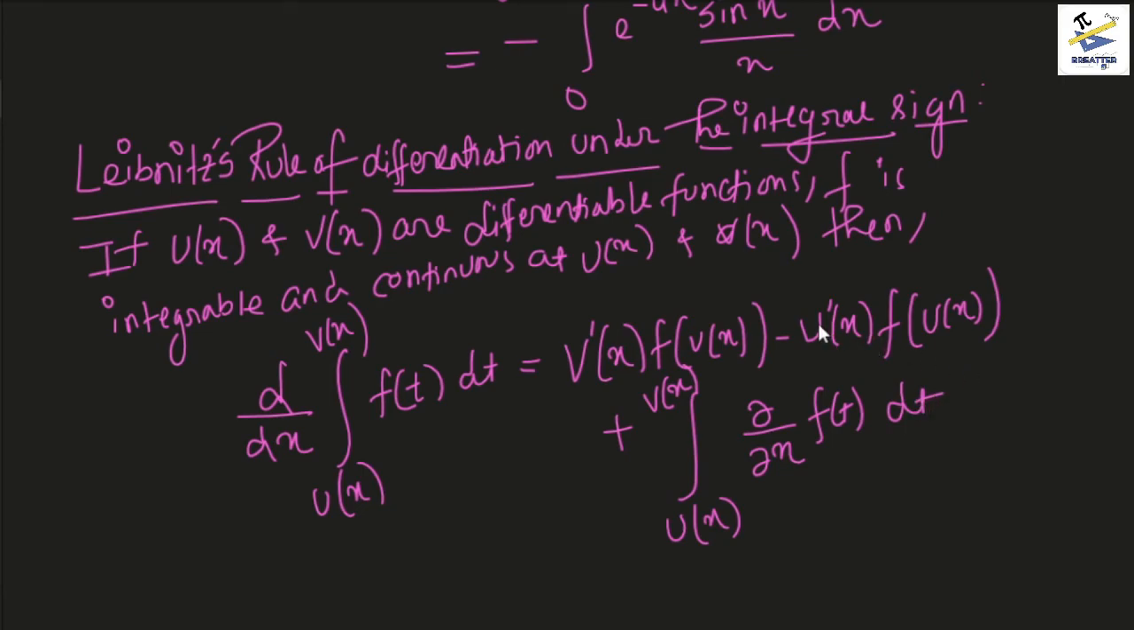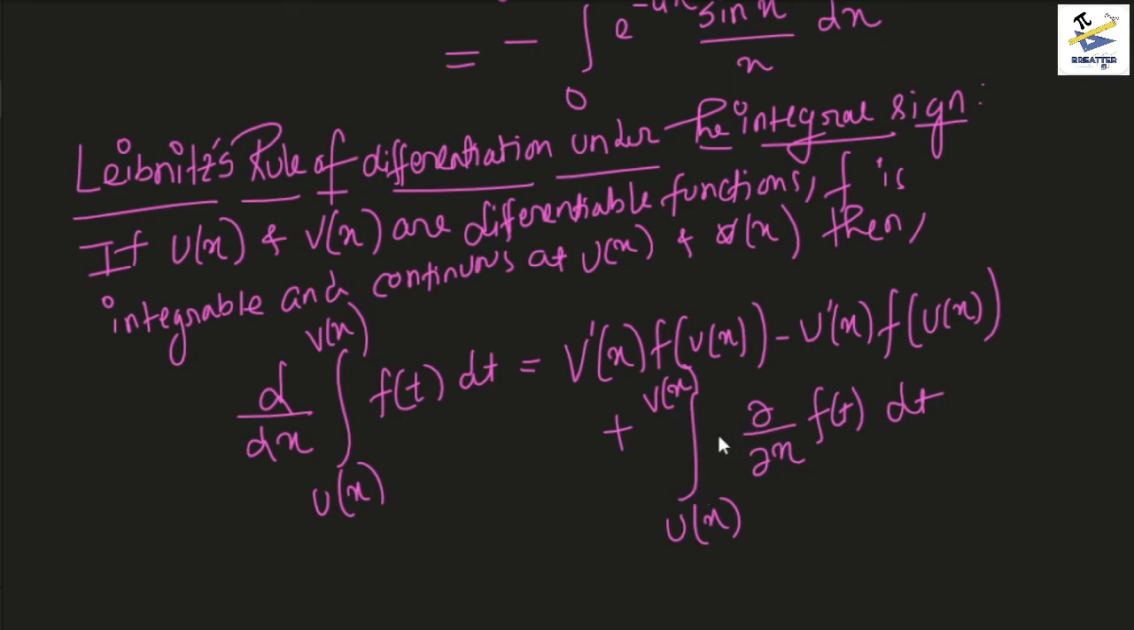So let me just read it out again and clear any doubts here. If u of x and v of x are two functions of x which are differentiable, and if f is integrable and f is continuous at all values which u of x or v of x attains, then if you are trying to differentiate an integral with limits u of x and v of x, and the function you are trying to integrate is f of t, if you differentiate it with respect to x, the answer becomes v dash x, which is the derivative of v of x, multiplied by f of v of x, minus u dash x into f of u of x, plus the integral from u of x to v of x.